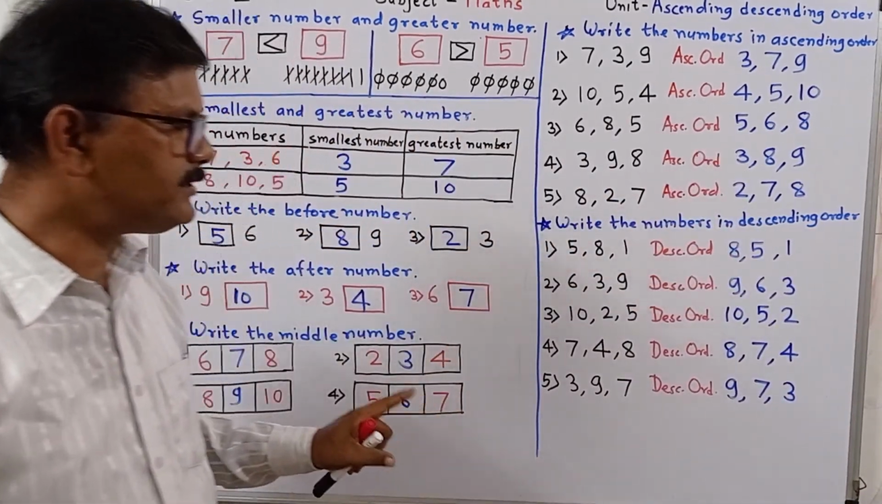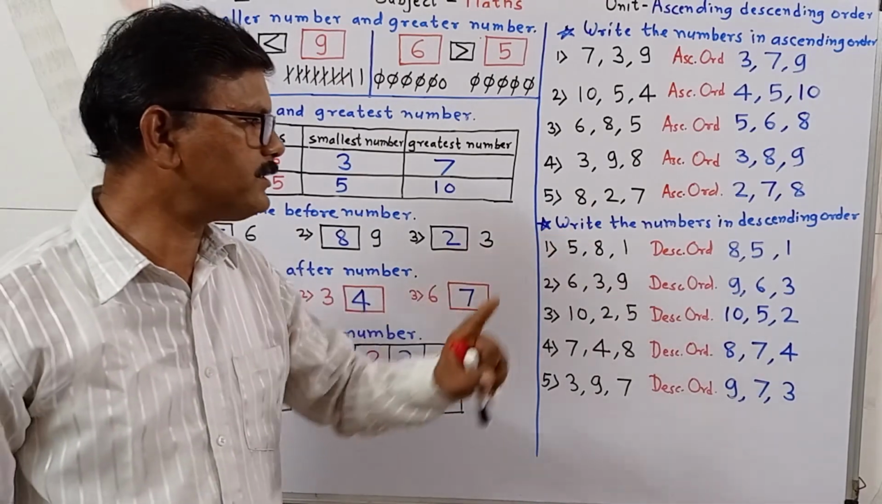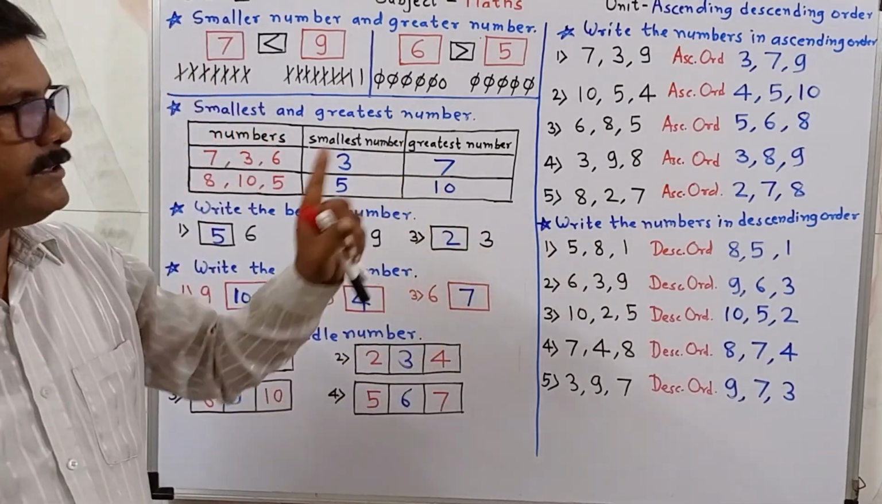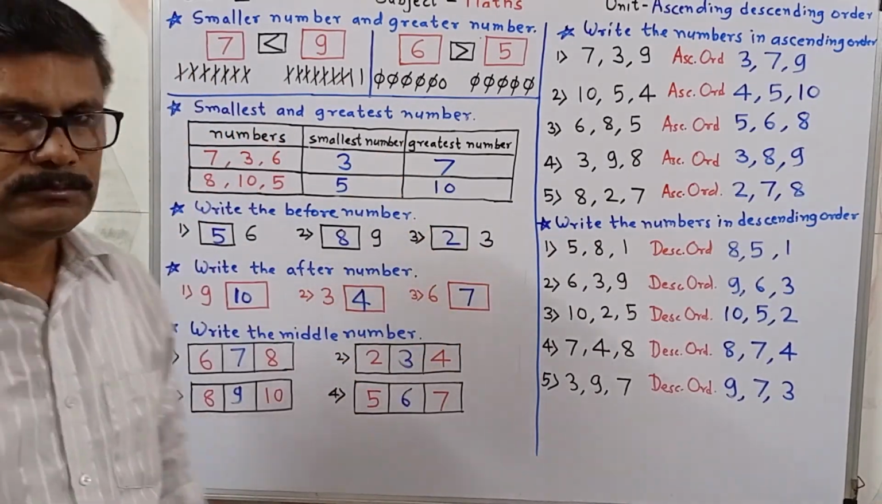This is a very easy method to write the ascending order and descending order. Okay. Thank you.